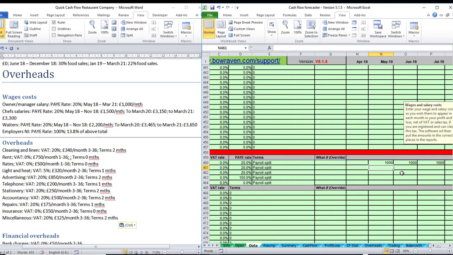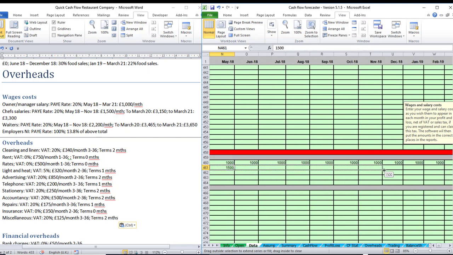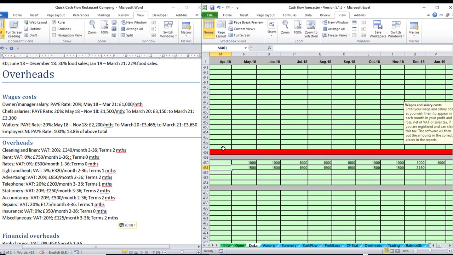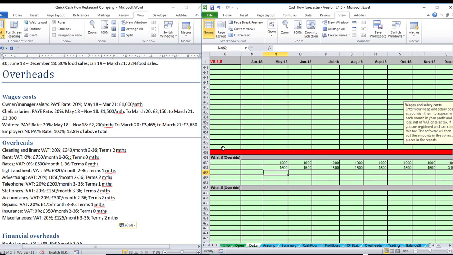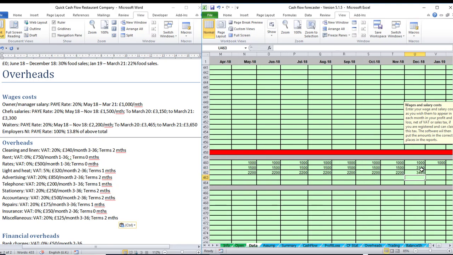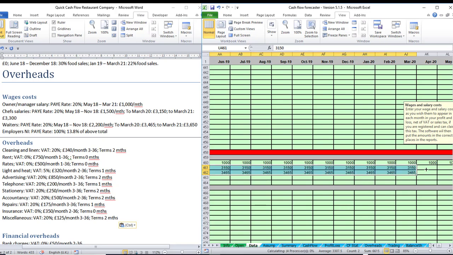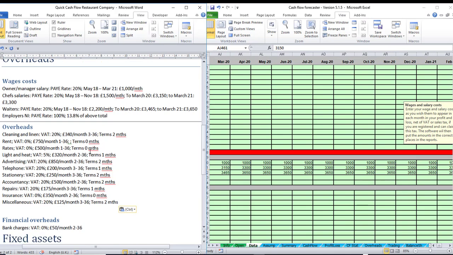And then we have our chef salaries. They start in the same month, but from May 18 to November 18 at 1,500. So I'm assuming this is the one chef to November, and then thereafter is 3,150. But I'm going to copy these ones across in a second. So let's do my waiters, which is 2,200. The same way, and then that changes to 3,465 through to March 20, and then it increases again to 3,300 for my chefs and 3,650 for my waiters, and that goes through to March 21. So that's my wages dealt with.